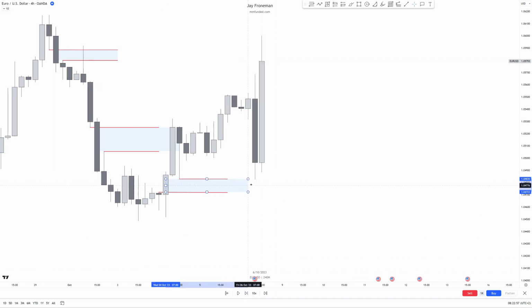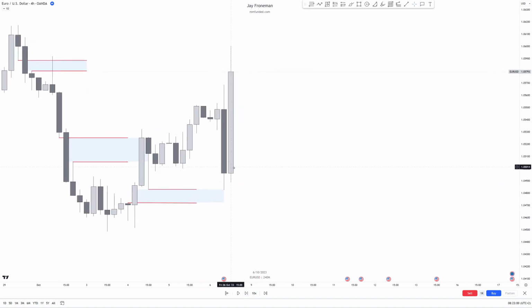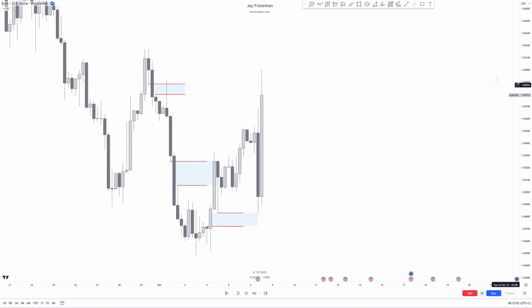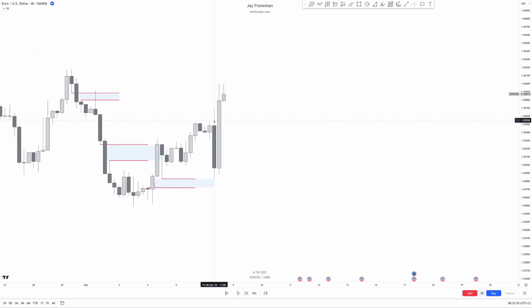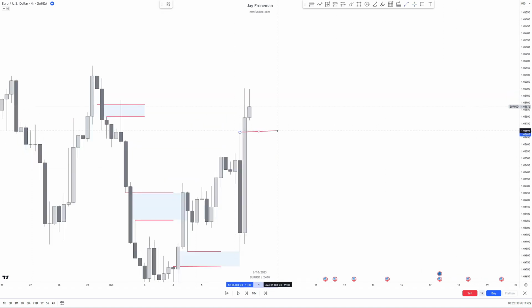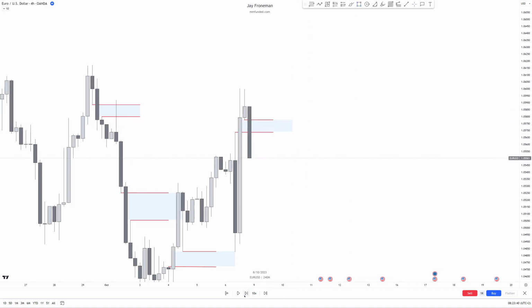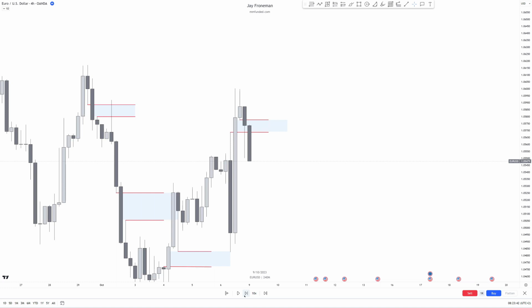Okay, price wicked that fair value gap, reacted, and is now continuing in the same direction. All right, let's continue this through. Candle 1, 2, 3, right over here, the high of the first candle, the low of the third candle is a valid fair value gap. Let's continue. All right, violation of that fair value gap.